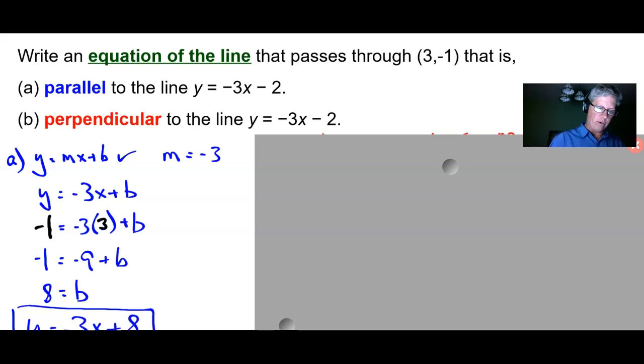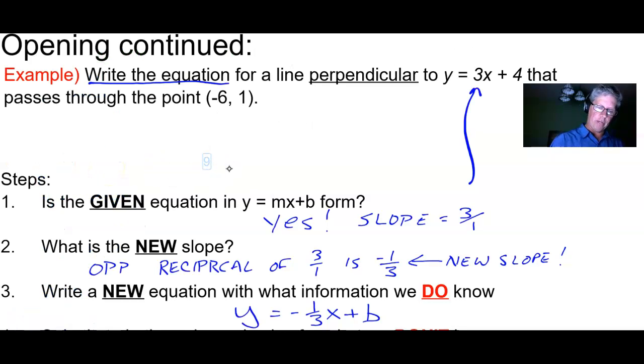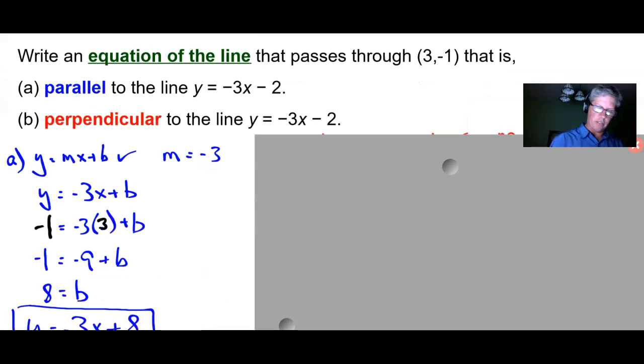Pretty straightforward. We start out, is it y equals mx plus b form? It is. So I know that the slope is -3. Not too sure why it's so jumpy today. All right. And then since it's parallel, that's the slope I want to use. So I plug in -3. And now I'm going to plug in my point. The x is 3 and the y is -1. Solve for b and I'm done.